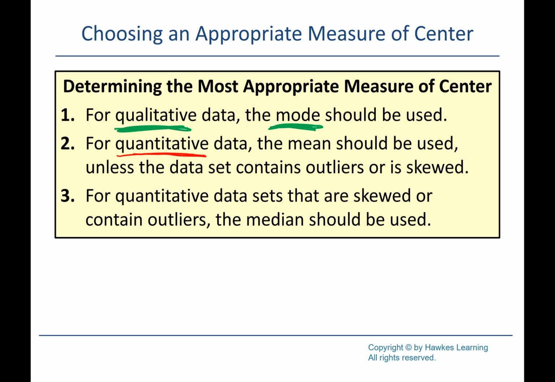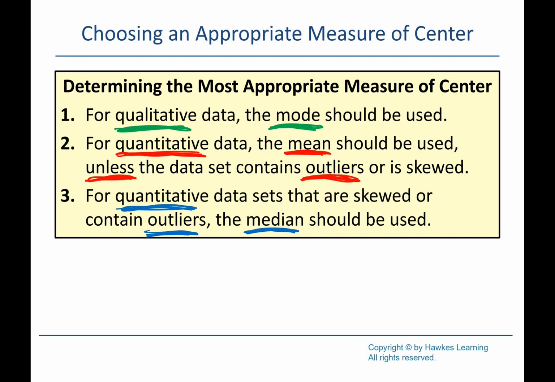Next, for quantitative data, the idea is that our preferred measure would be to use the mean. Okay. So that's what we want to do. We want to use the mean. But remember the problem that we have with those outliers. So we use the mean unless we have outliers, because outliers will mess the mean up. And then finally, we have quantitative data, and we do have outliers. Then we use the median, because the median is unaffected by those outliers.